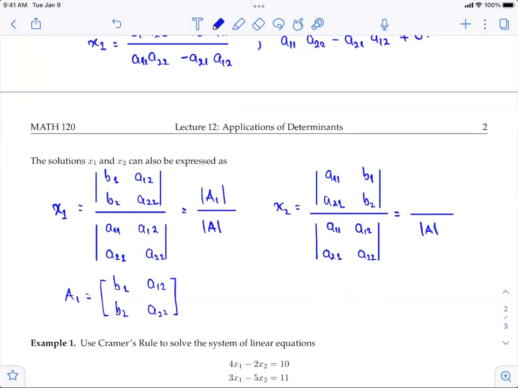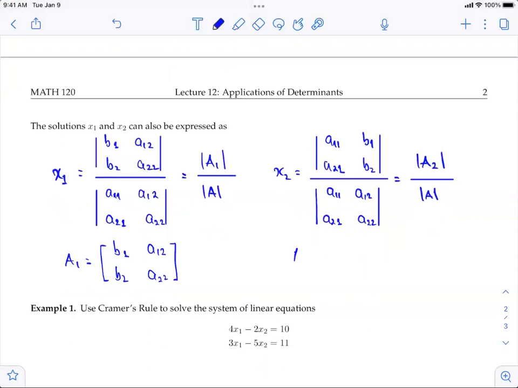Now for the second solution, if from the coefficient matrix you remove the second column and replace it with the entries from the right-hand side, you obtain this particular matrix or the determinant of this matrix. Because of that, I'm going to call this the determinant of A2, where A2 is the matrix of the form A11, B1, A21, B2.